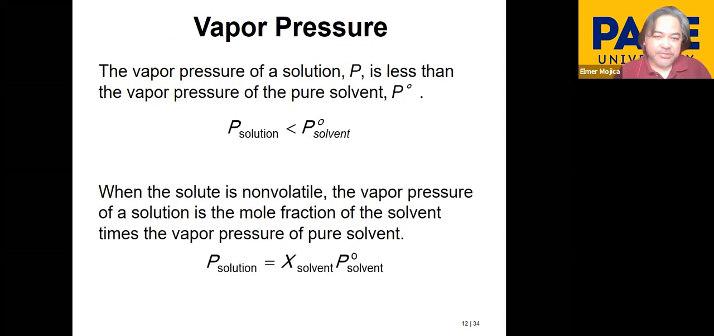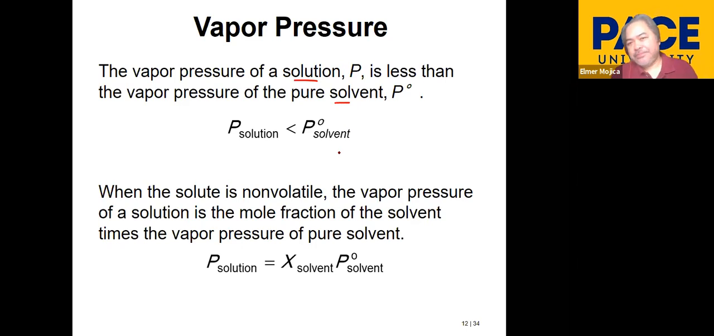The first thing that we're going to discuss is vapor pressure lowering. We all know that if we compare the vapor pressure of a solution, it is usually less than the vapor pressure of the pure solvent. Why? What could be the main reason there? Why is the vapor pressure of a solution less than the vapor pressure of pure solvent?